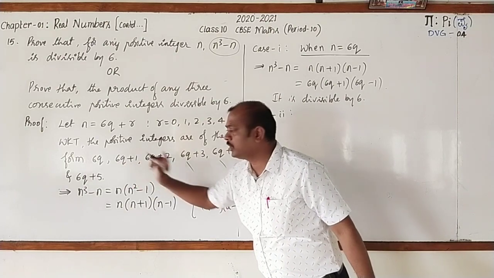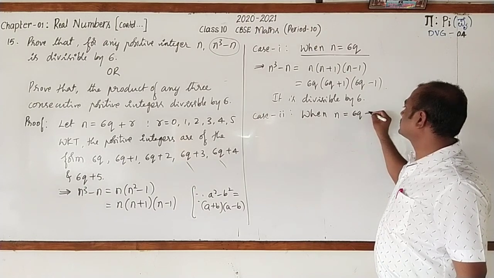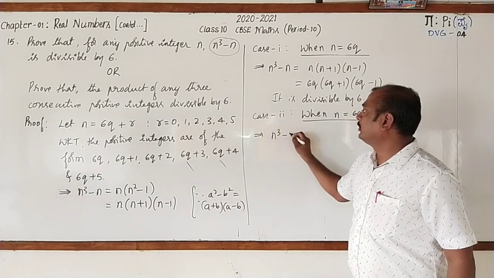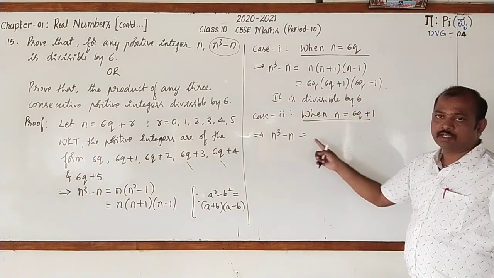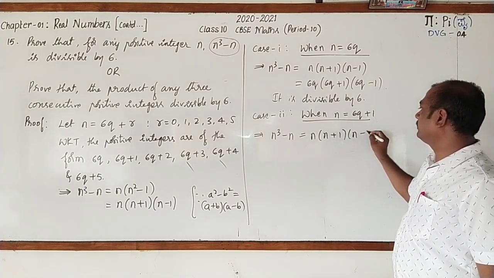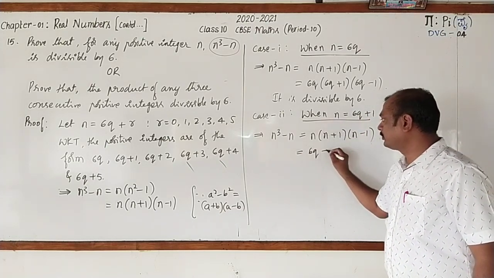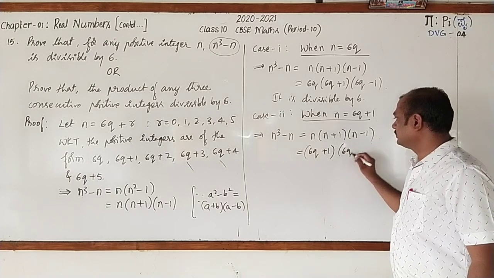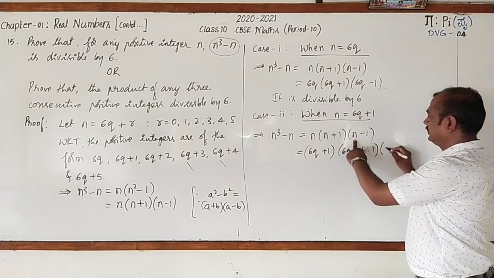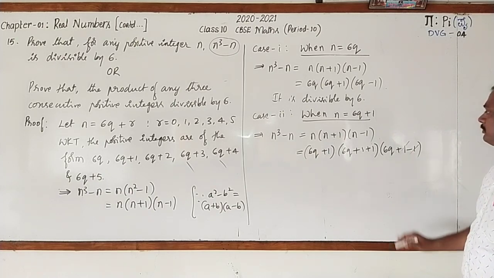Here I'll go for taking one odd, that is when n equal to 6q plus 1. Then again n cube minus n. Only for the sake of understanding, I am just again expanding it: n into n plus 1 into n minus 1. Substitute 6q plus 1 in place of n: 6q plus 1 into 6q plus 1 plus 1, into 6q plus 1 minus 1. So minus 1 plus 1 get cancelled.